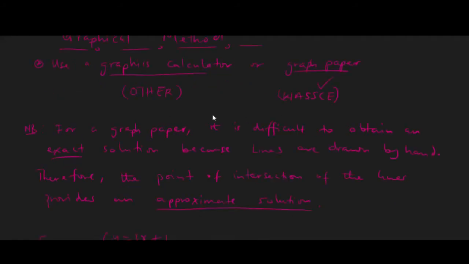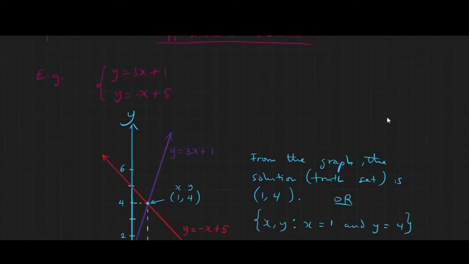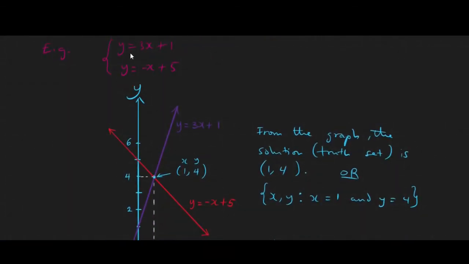Now note that when we use the graph paper, it will be difficult to obtain an exact solution because the lines are drawn by hand. That means that the point of intersection, or the solution set of the equations, will be an approximate solution. As an example, we will graph manually the system of equations y is equal to 3x plus 1, y is equal to minus x plus 5.